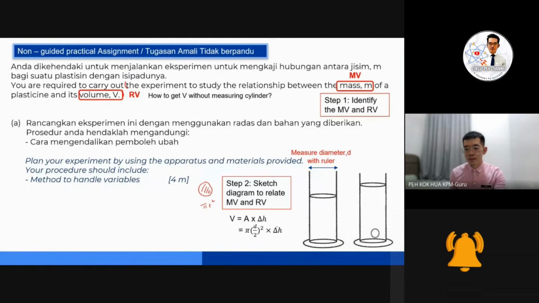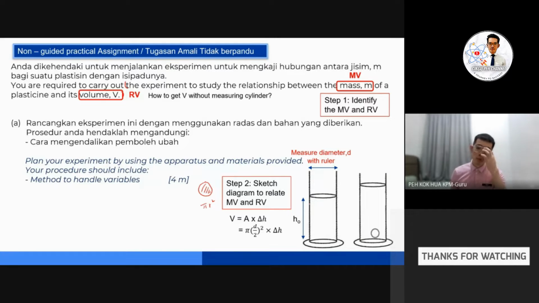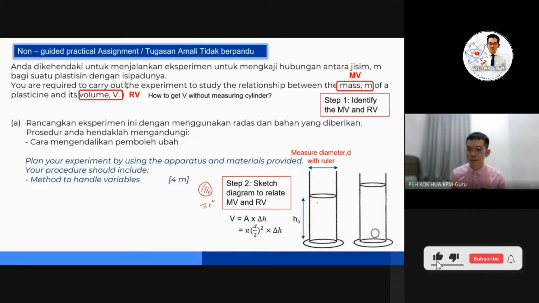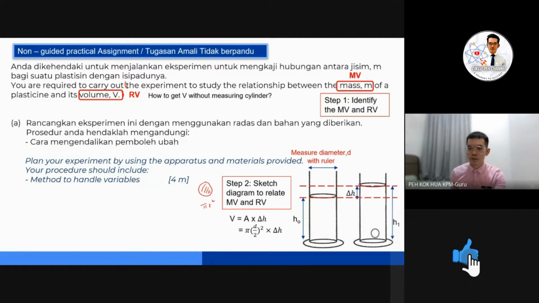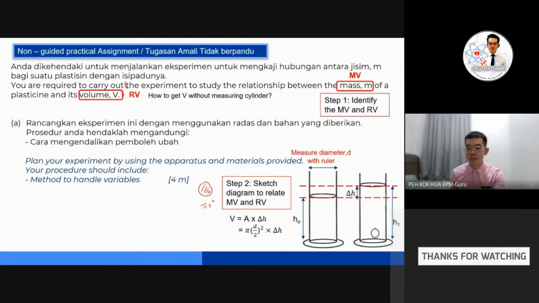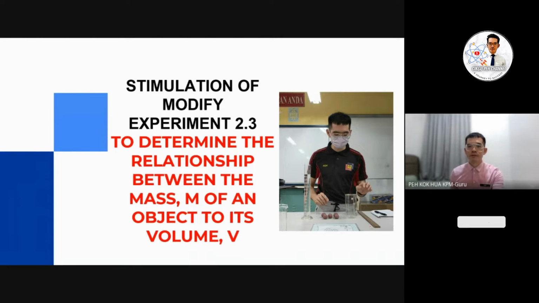Then how do we get the delta H here? Firstly, we have to measure the height of the water level before we immerse the plasticine, which will be stated as H0. And then, when you immerse the first plasticine, the water level will be rising. Then you have to measure your H1 by using the ruler also. So the delta H here represents the volume of the plasticine displaced, which is related to the Archimedes Principle here.